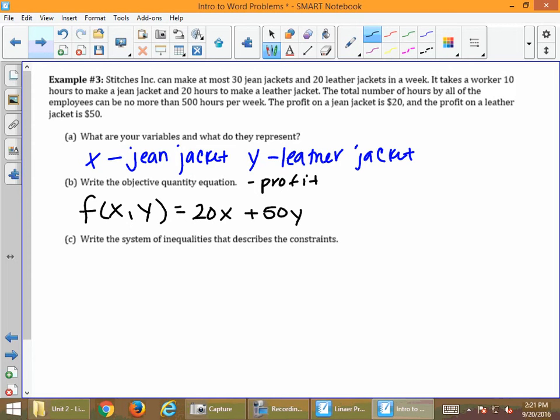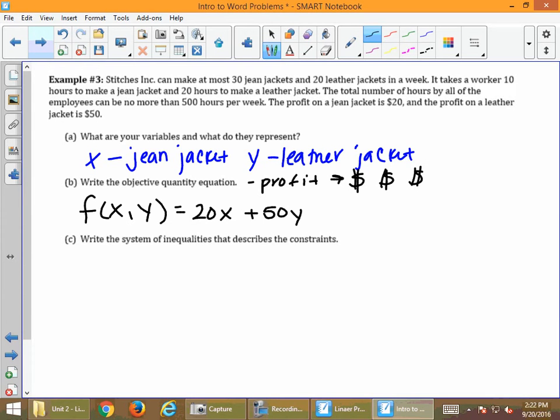Anyone have questions over that part? Look at that equation. Megan? Aren't jean jackets 30? 20? Careful, that's the amount that you make. Profit, we talk about money. So that's a good question. That brings up, always look for, when saying profit, look for dollar signs.